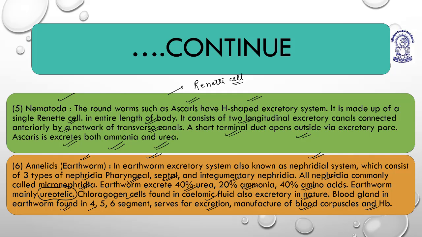That is why it is known as the blood gland. Chloragogen cells found in coelomic fluid are also excretory in nature. Earthworm excretes urea, that is why it is known as ureotelic. It consists of three types of nephridia: pharyngeal, septal, and integumentary. All these nephridia are known as micronephridia.